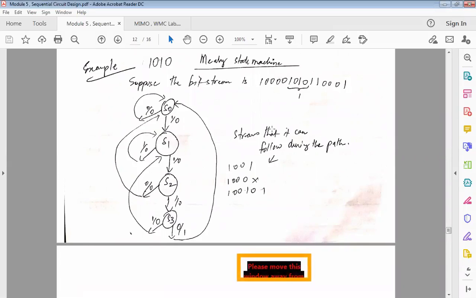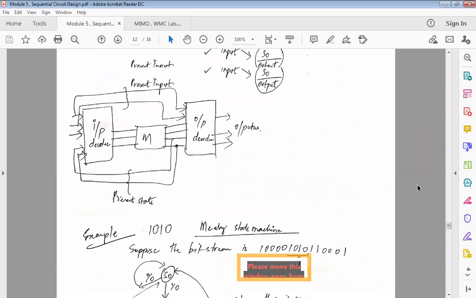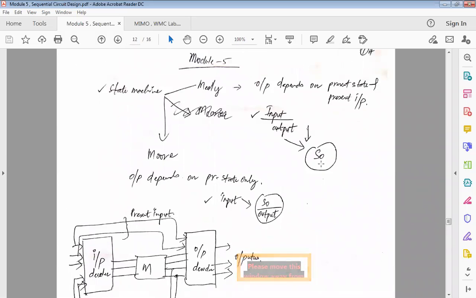So I hope the Mealy state machine is understood, and in the same way, once you have the Mealy state machine, you can always draw the other type of state machine, which is nothing but your Moore. The only difference in representation is that in your Mealy, you will have input by output, and the state will be represented as S naught. In your Moore, it will be S naught by output, and the input is actually given to the state. So this is the main differentiation.